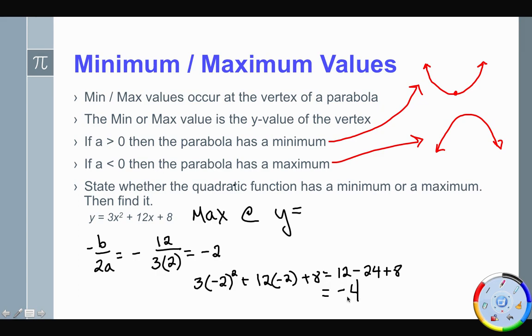So the minimum, oh, shucks, I said maximum. Sorry. That is not true. Man, bad, Mr. Nelson. All right, this has a minimum at y equals negative 4, right? Because when a is greater than 0, it has a minimum. All right, so there we go. We have all that we need to know for this section.